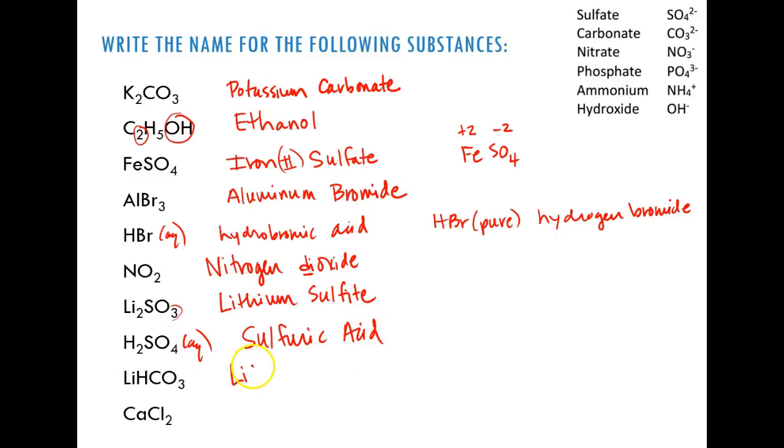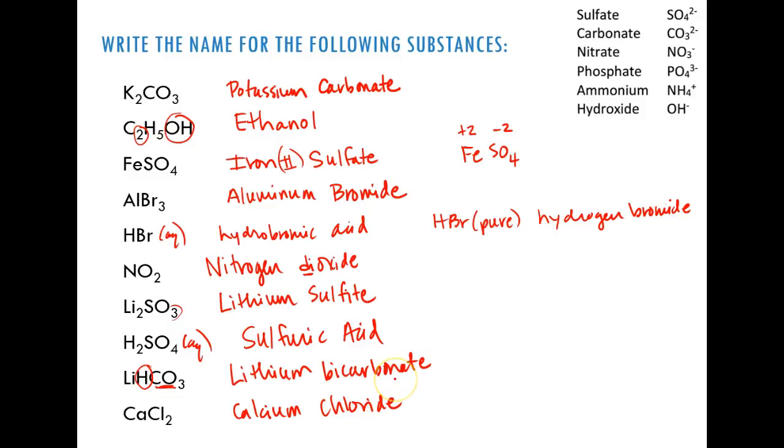The next one, lithium, and then carbonate is right here, but it looks like a hydrogen has been added to the beginning of that ion, so rather than lithium carbonate, you can either call it lithium hydrogen carbonate or lithium bicarbonate. Either one is fully acceptable. And the last one, calcium chloride.